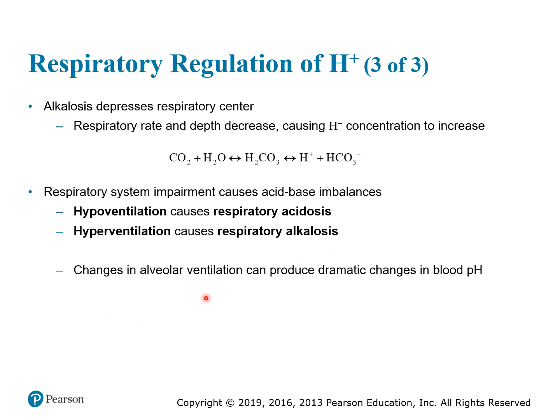And changes in the alveolar ventilation can produce dramatic changes in the blood pH. Why? Because, for example, if the ventilation doubles, the pH can change by 0.2. So from 7.4, it can go down to 7.2. And similarly for hyperventilation, it can go up to 7.6, and the change in ventilation can be up to 15 times. So it can be a very dramatic change in the pH if the respiratory system goes bad.